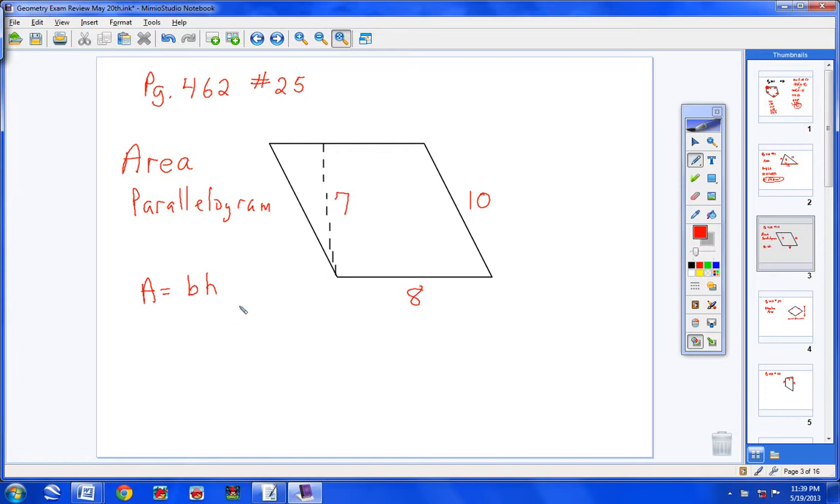So, obviously the base is 8, so 8. And the height, well, the height is not 10. The height has to be that perpendicular distance. The distance is perpendicular to the base, this right angle right here, okay? So the height is 7. So what is the area of this parallelogram? 56. It's feet, so 56 feet squared.